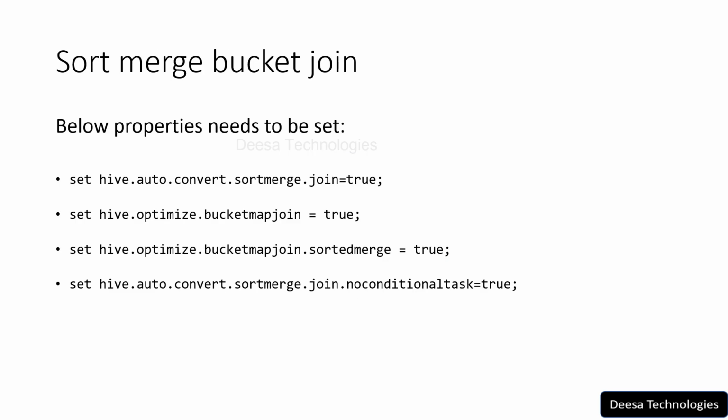So the next join is the sort merge bucket join, and this is very similar to the bucket join we have seen. The only difference is that in bucket map join, data is not sorted.